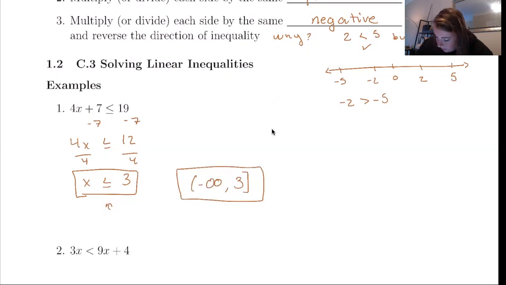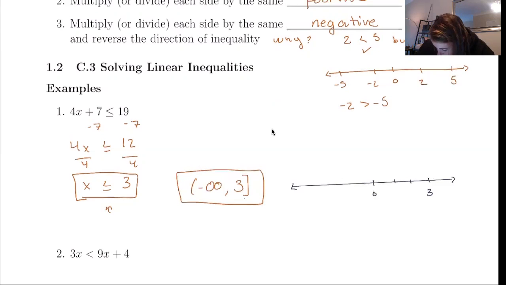I usually like to do my number lines in blue. I always kind of like to mark 0, then 1, 2, and 3. Less than or equal to, closed bracket. All of those lead me to draw a closed circle.